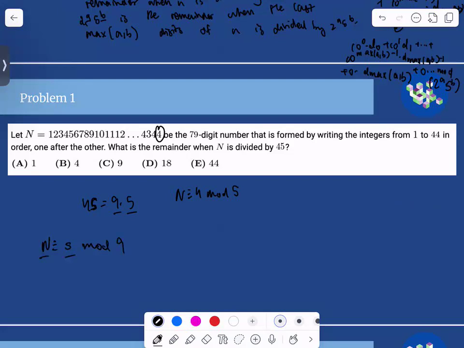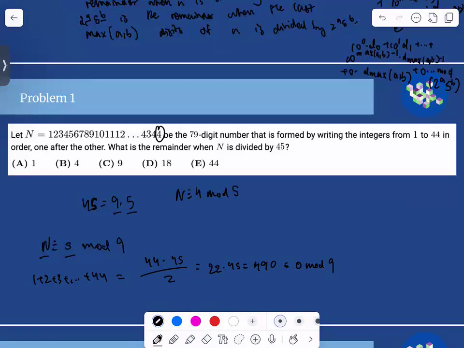And then the sum of its digits would be 1 plus 2 plus 3 plus so on till 44. And that's equal to 44 times (44 plus 1) over 2. And that gives you 22 times 45, which would give you 990. And that's congruent to 0 mod 9. Thus, n is congruent to 0 mod 9. And so then you see that n is divisible by 9 and it's 4 mod 5.